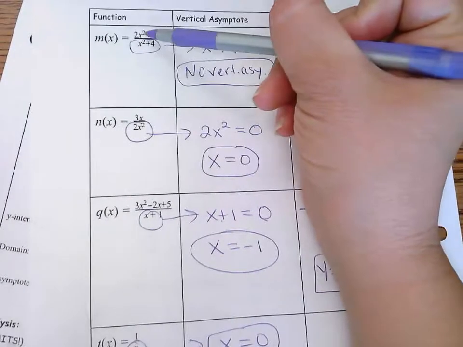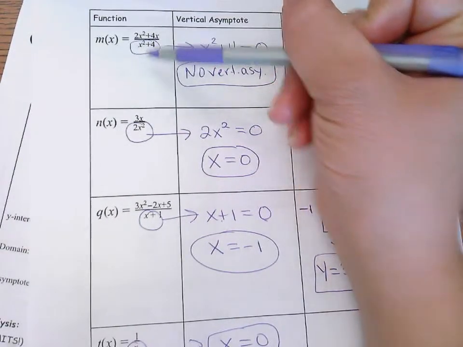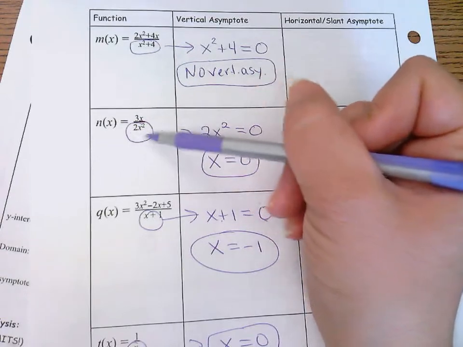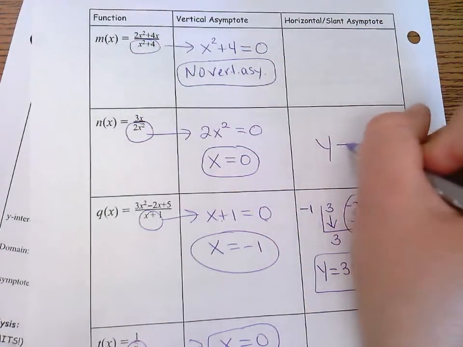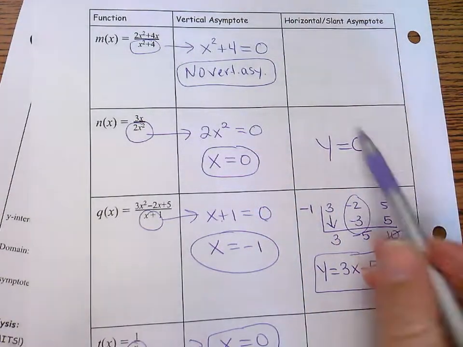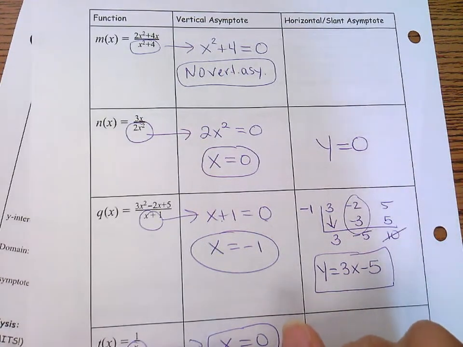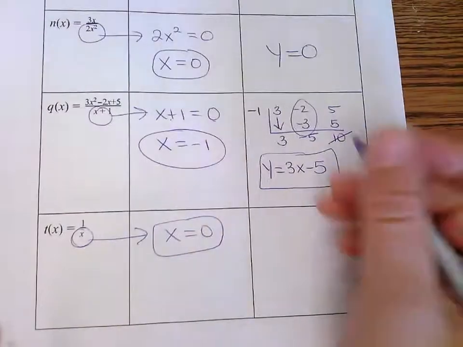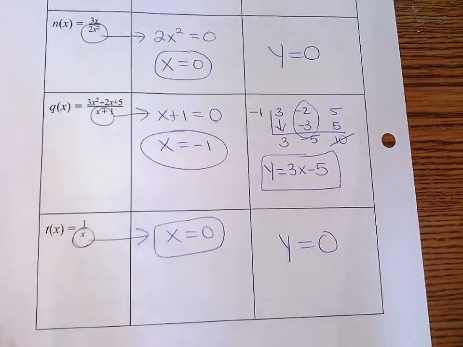Let's see, x squared and x squared are the same. X squared is in the denominator this time, so y equals 0. Horizontal asymptote at 0. Denominator's bigger in t of x, so y equals 0.